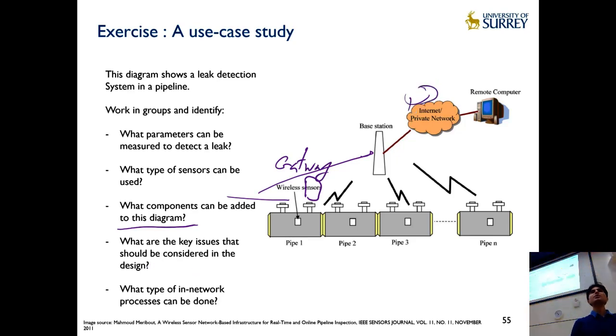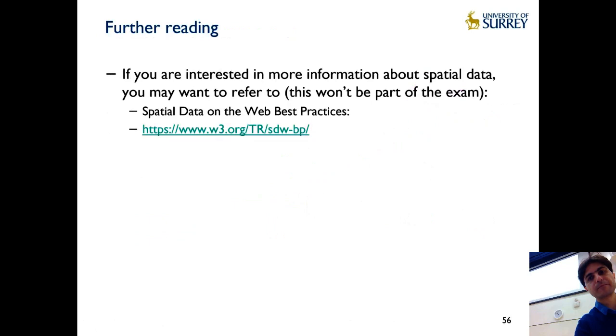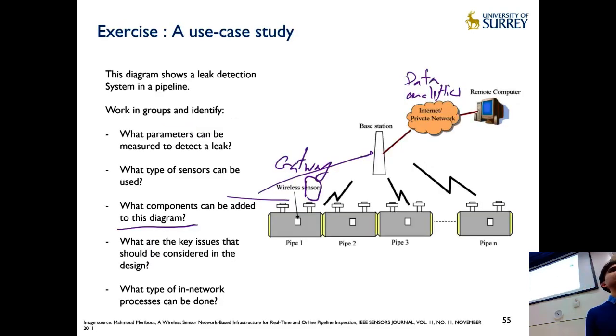What could be the key issues in designing something like this? What key issues can you think of in the design? Reliability can be an issue. Maintainability and lifetime can be an issue. Once you put those sensors there, it's not easy to go and change the battery. Energy efficiency will be an issue here.